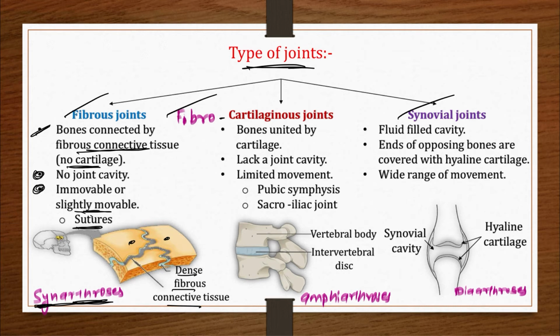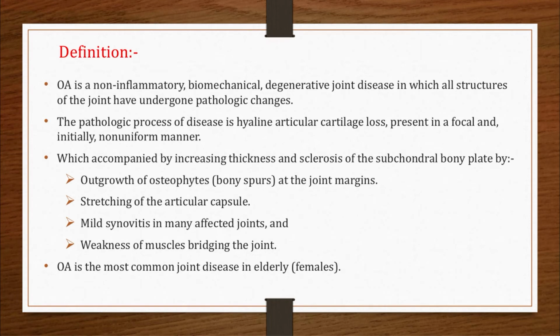Fibrocartilaginous joints. Here the bones are united by one cartilage, though they lack a joint cavity and have limited movement, such as pubic symphysis and sacroiliac joint. Here are two bones connected by one cartilage, known as amphiarthrosis. Lastly, let's talk about the synovial joints. They have the fluid-filled cavity, and the ends of opposing bones are covered by hyaline cartilage, with a wide range of movement. Most of the joints of extremities are synovial type. Here are two bones, and both ends are covered by separate hyaline cartilage, known as diarthrosis.